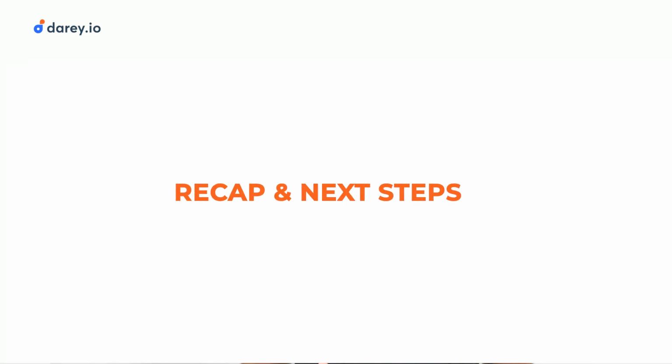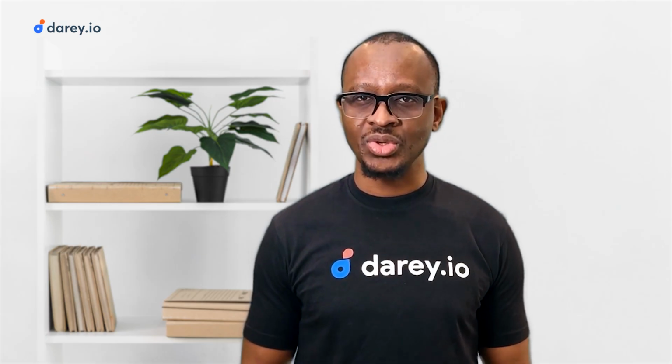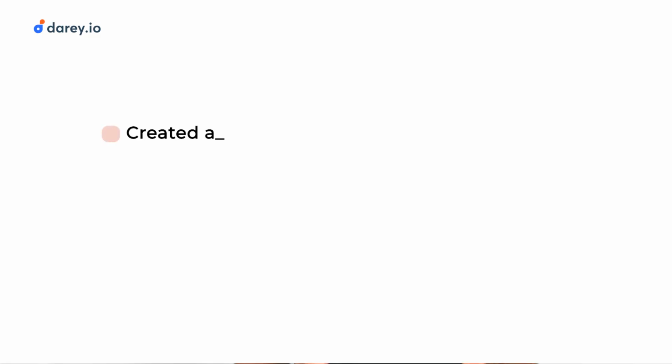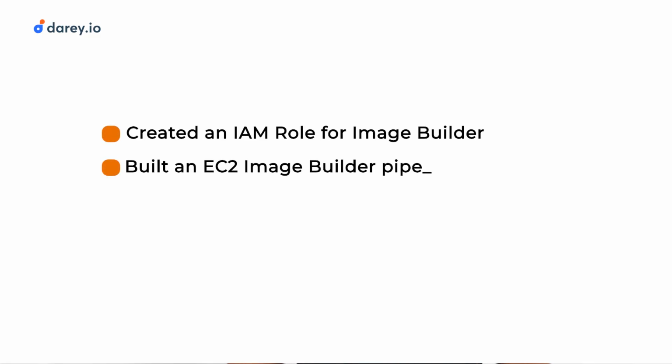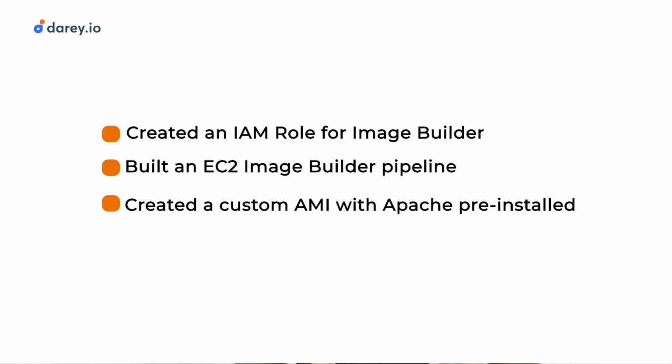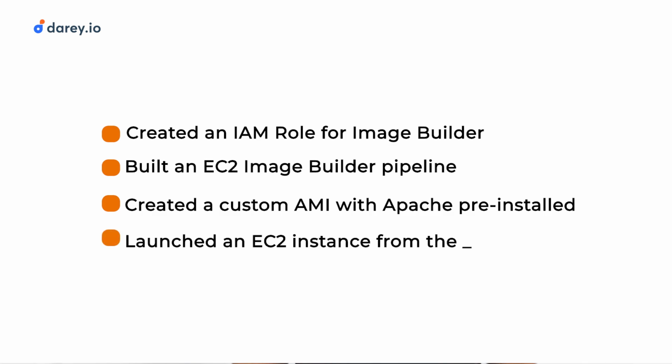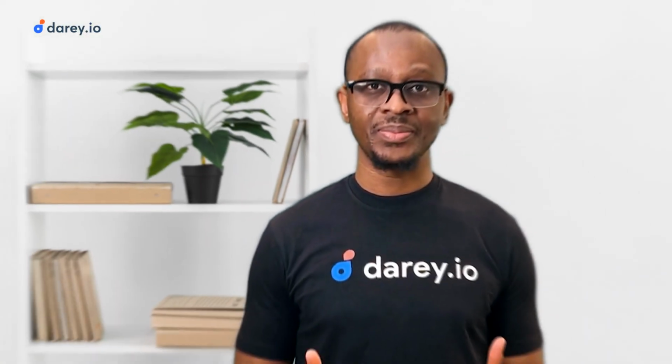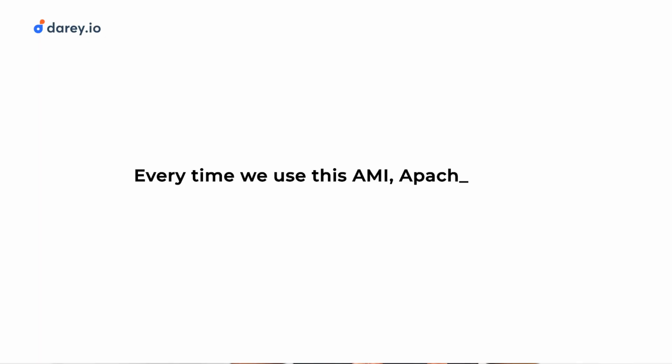Recap and next steps. In this tutorial, we created an IAM role for Image Builder, built an EC2 Image Builder pipeline, created a custom AMI with Apache pre-installed, and launched an EC2 instance from the custom AMI. Now, every time we use this AMI, Apache will already be installed, saving us time.